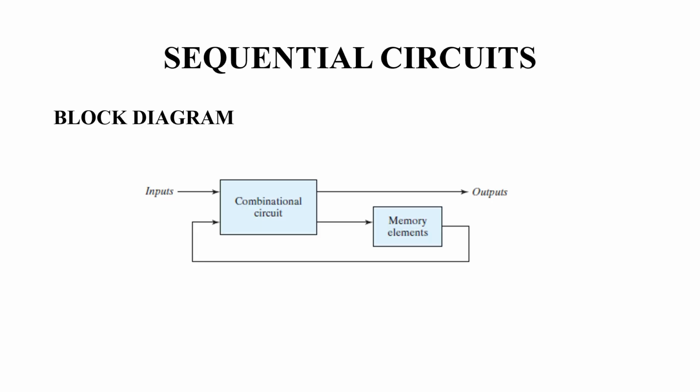This is the block diagram of a sequential circuit. A sequential circuit is a digital logic circuit that uses memory elements to store information and produces output based on current and past inputs. How does the sequential circuit work? The sequential circuit has a combinational circuit, and the output is fed back into the circuit as input.